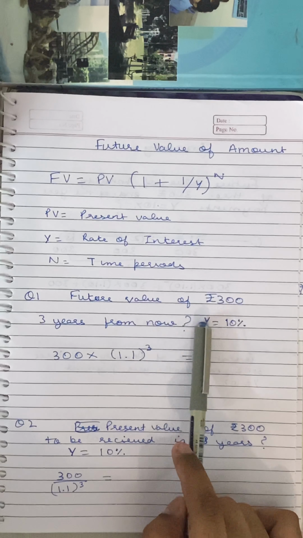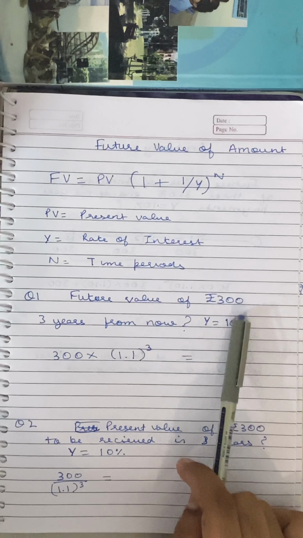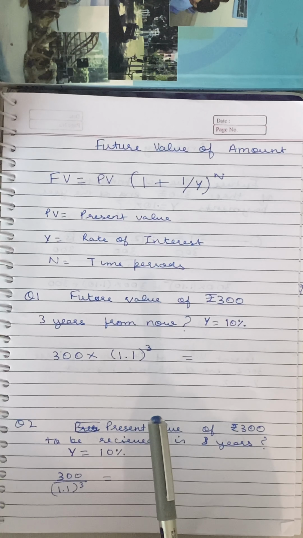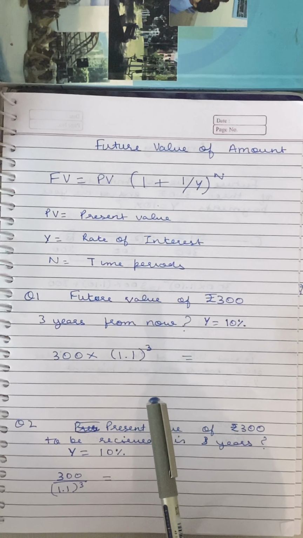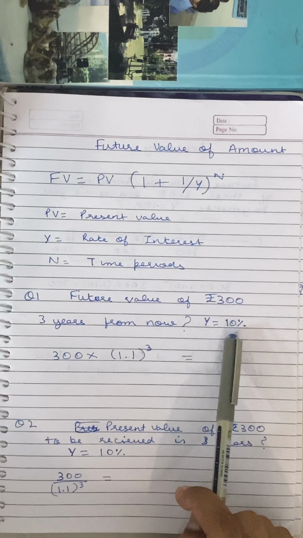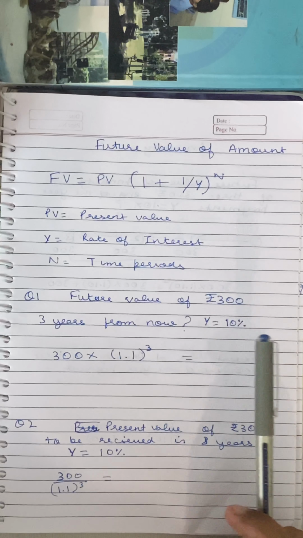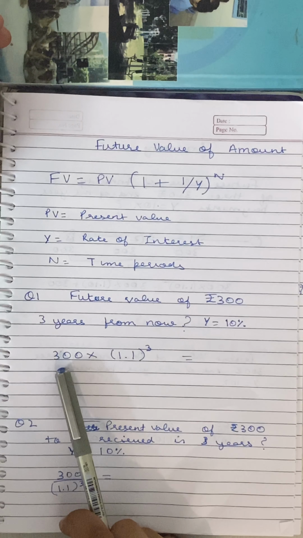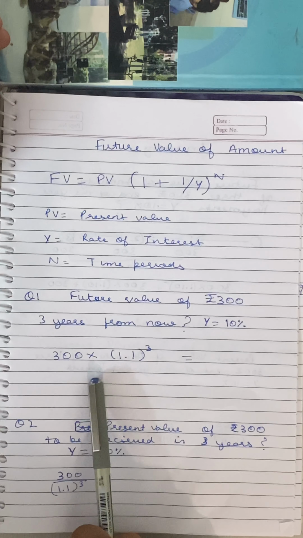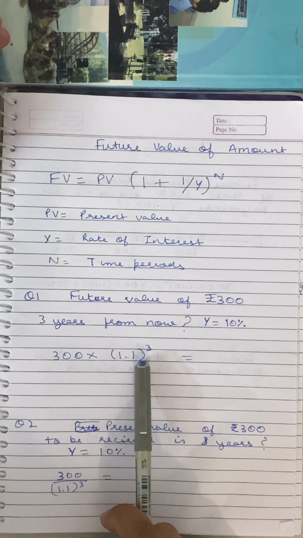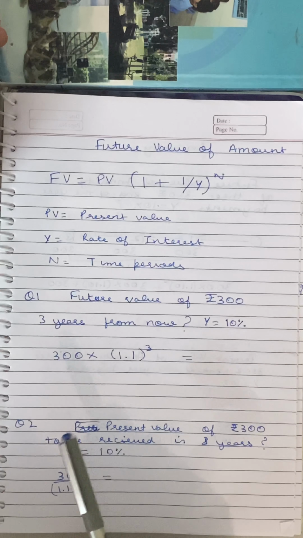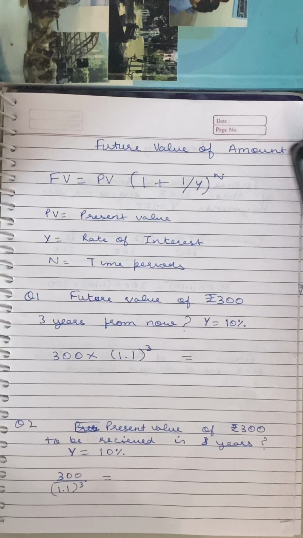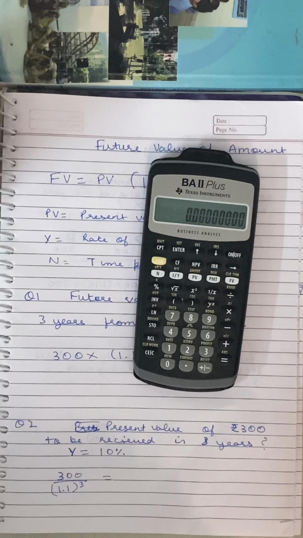So the future value of rupees 300 three years from now, and the interest rate is 10%. So what would be the future value? Is the interest compounding? We have to find the compounded future value. So what we can do is multiply the 300, that is the present value, by 1 plus 10% to the power 3. That's this formula. Or we can do it through a calculator as well.